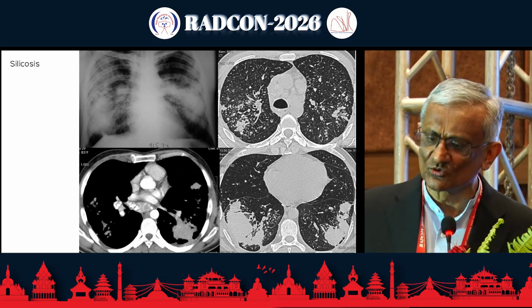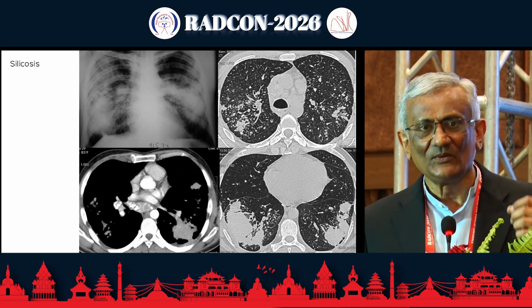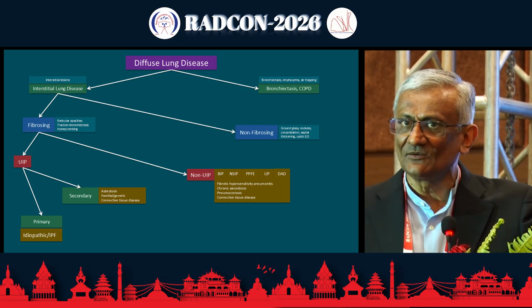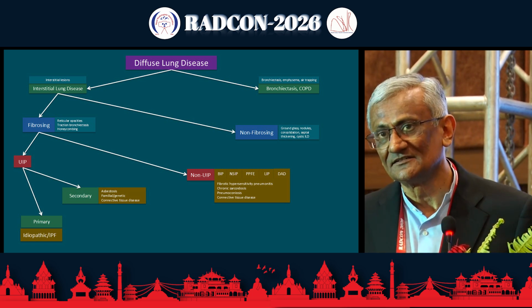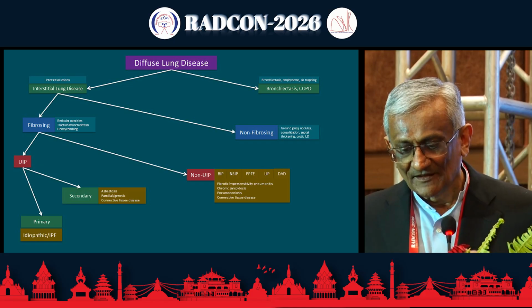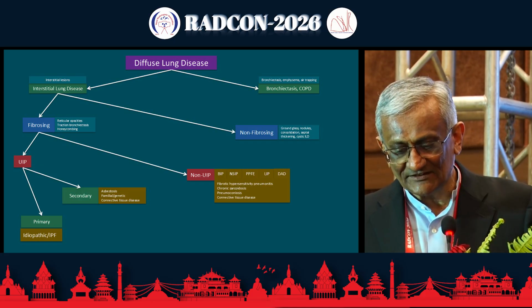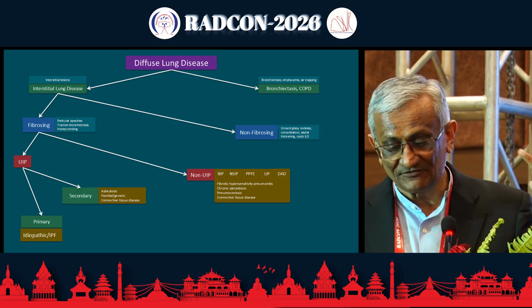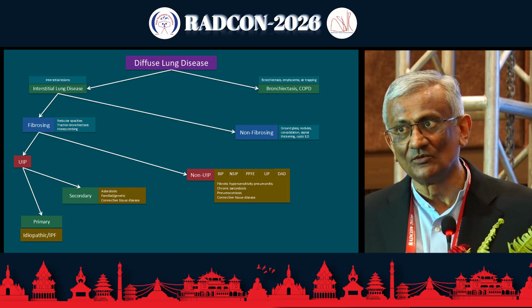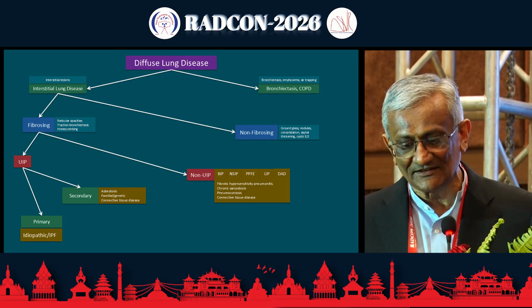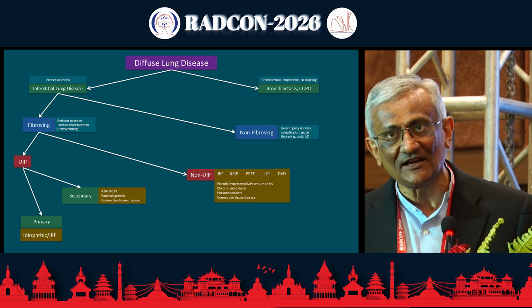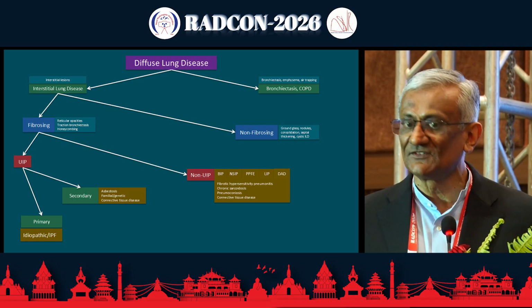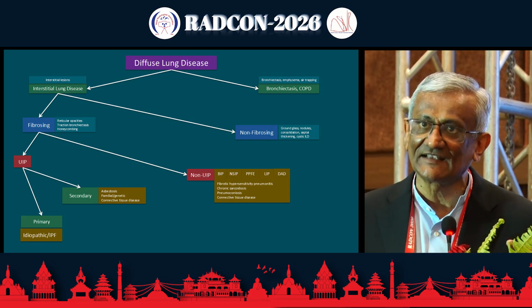So that's the flow chart. Very quickly, we identify an ILD when we see all these signs, and I'll talk about that again in another 3 minutes. Then reticular opacities, traction bronchiectasis, honeycombing define a fibrosing ILD. The moment we say this is fibrosing, we then ask ourselves, is it UIP or non-UIP? If it's UIP, ask yourself, is there a cause? If there is one, it's secondary. If there's no cause, it's IPF.